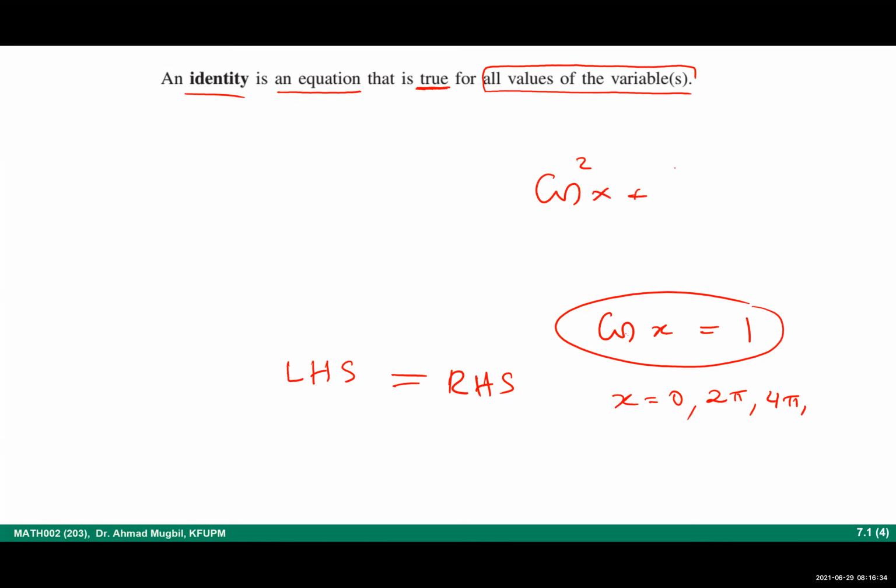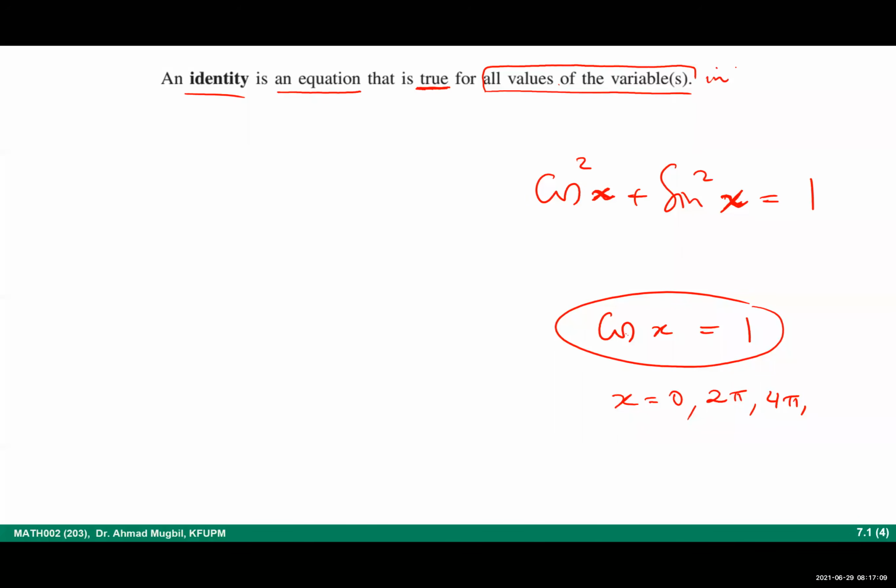Now, what about this? Cosine squared x plus sine squared x equals 1. Is this identity or equation? This is identity, ya shabab. Whatever x is, this is true. Sometimes we can exclude some x values if we are within the domain, like for the tan. It is true for all the values of the variables, in the domain, to be more accurate. So of course we should be within the domain.